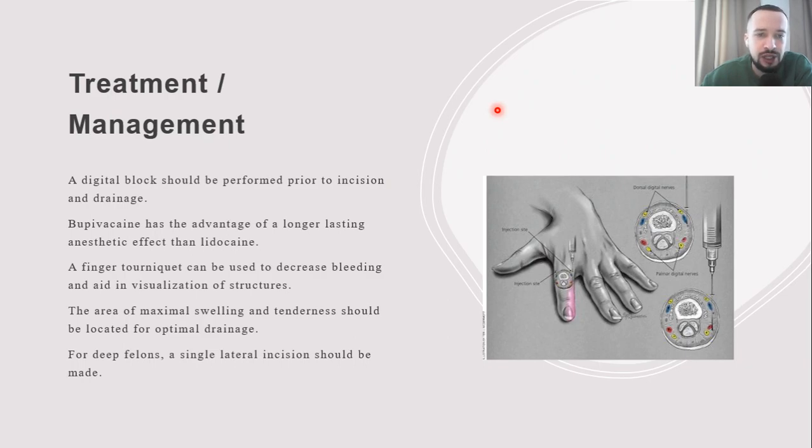A finger tourniquet can be used to decrease bleeding and aid in visualization of structures. The area of maximal swelling and tenderness should be located for optimal drainage. For deep phalanx, a single lateral incision should be made. Look, there you see the nerves that we have in the finger. And there you see the incision, where you need to do the block of the digit.